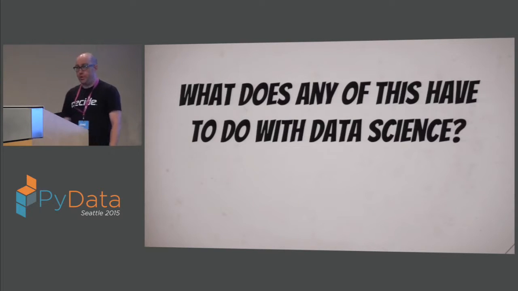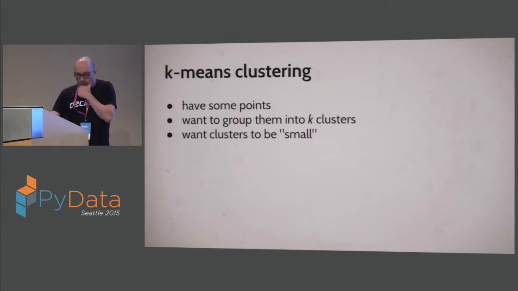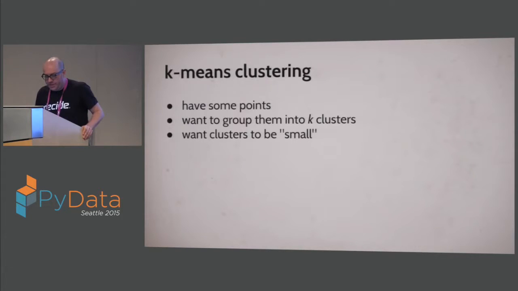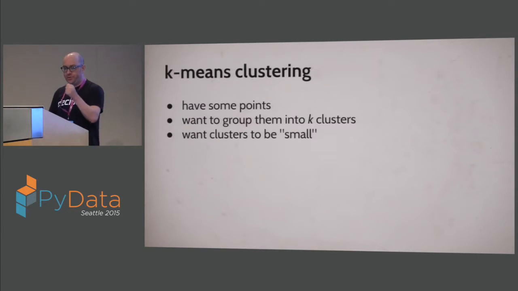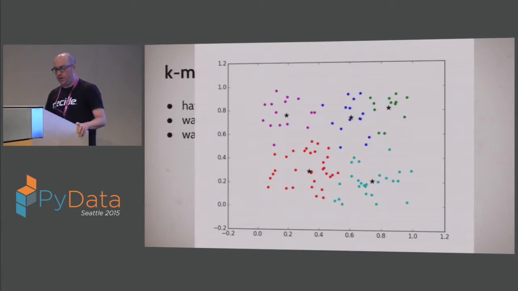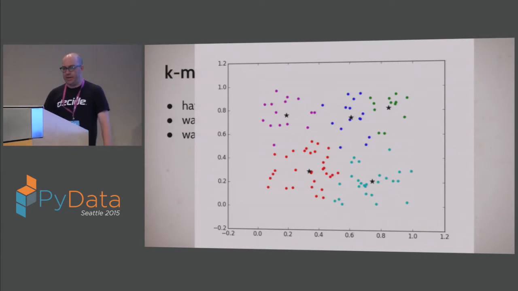Okay, so I'm sure you're wondering, especially the people who are leaving, what does any of this have to do with data science? And so I fall back on my standard example, k-means clustering. We have some points. We'd like to group them into k clusters, and we want the clusters to be small in some sense. So here's an example. I picked some points, and I said I want 5 clusters, and they're colored according to their cluster. The star is the middle of each cluster.